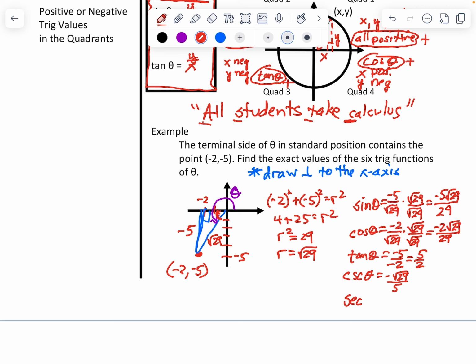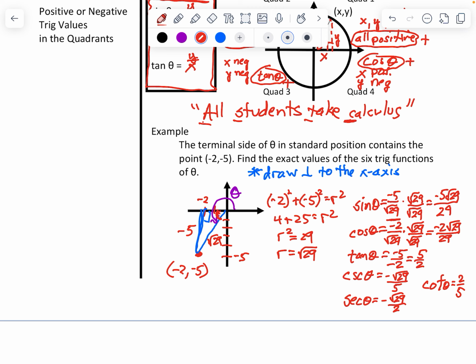Secant of theta. Again, I'll do it at this point, before I rationalize the denominator. So I have a negative square root of 29 over 2 with that negative. And lastly, cotangent of theta is the reciprocal of the 5 over 2, so it would be 2/5.